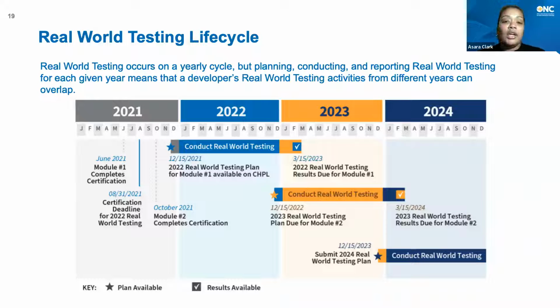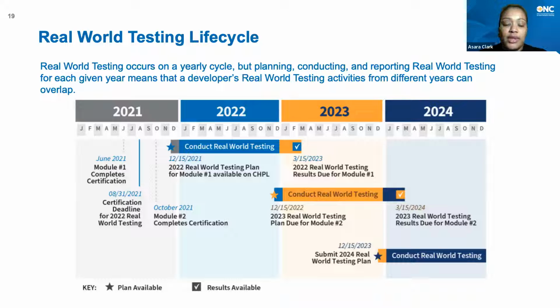As I mentioned before, you're executing your 2022 plan, you're planning for 2023 real world testing, so you're developing a new plan for next year. That's being submitted to your ONC ACB for public transparency and to be listed on Chapel by December 15th of this year. And as you're wrapping up your current 2022 plan that you submitted last year, you're going to be preparing results that are going to be due in March, no later, to be made publicly available no later than March 15th of next year, 2023. So lots of overlapping activity.